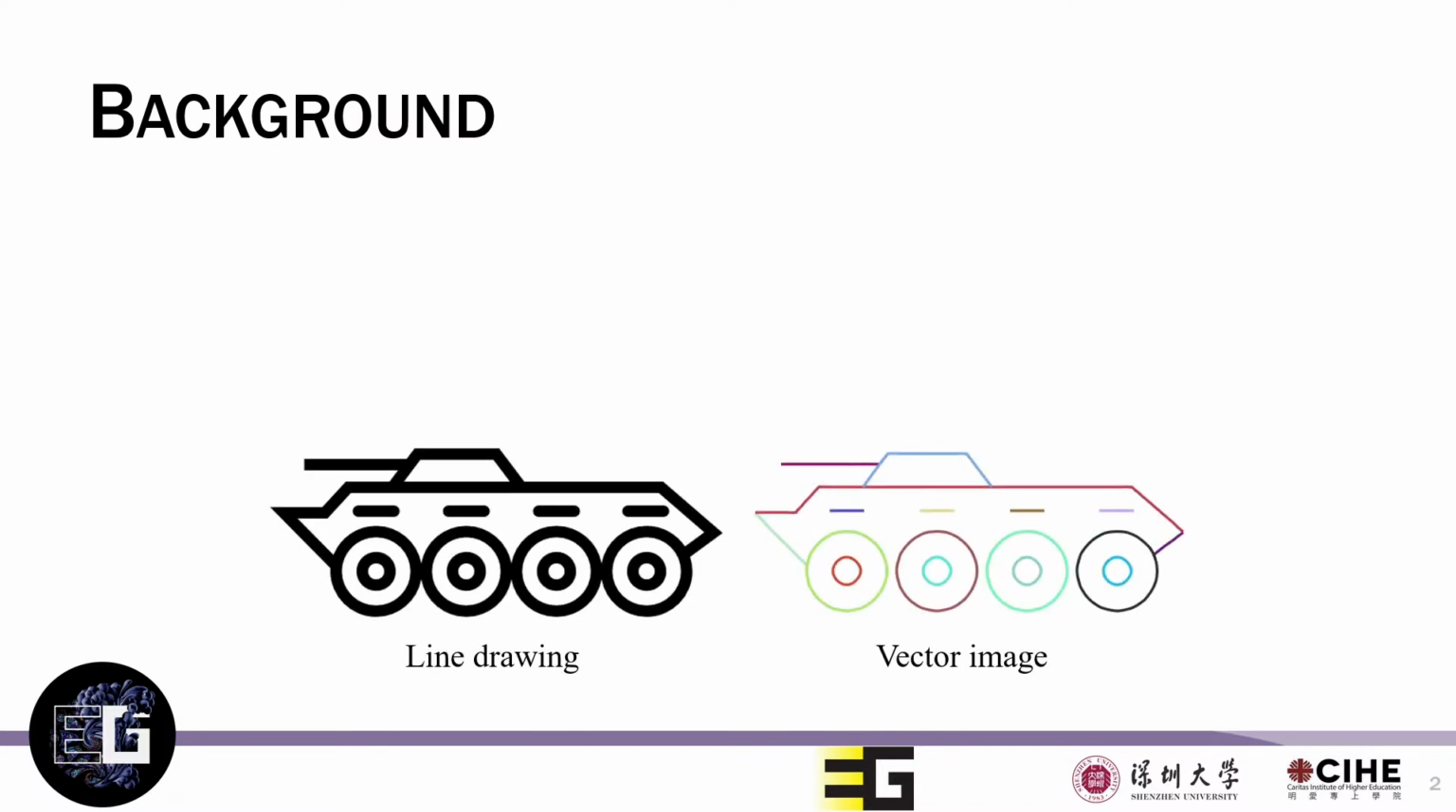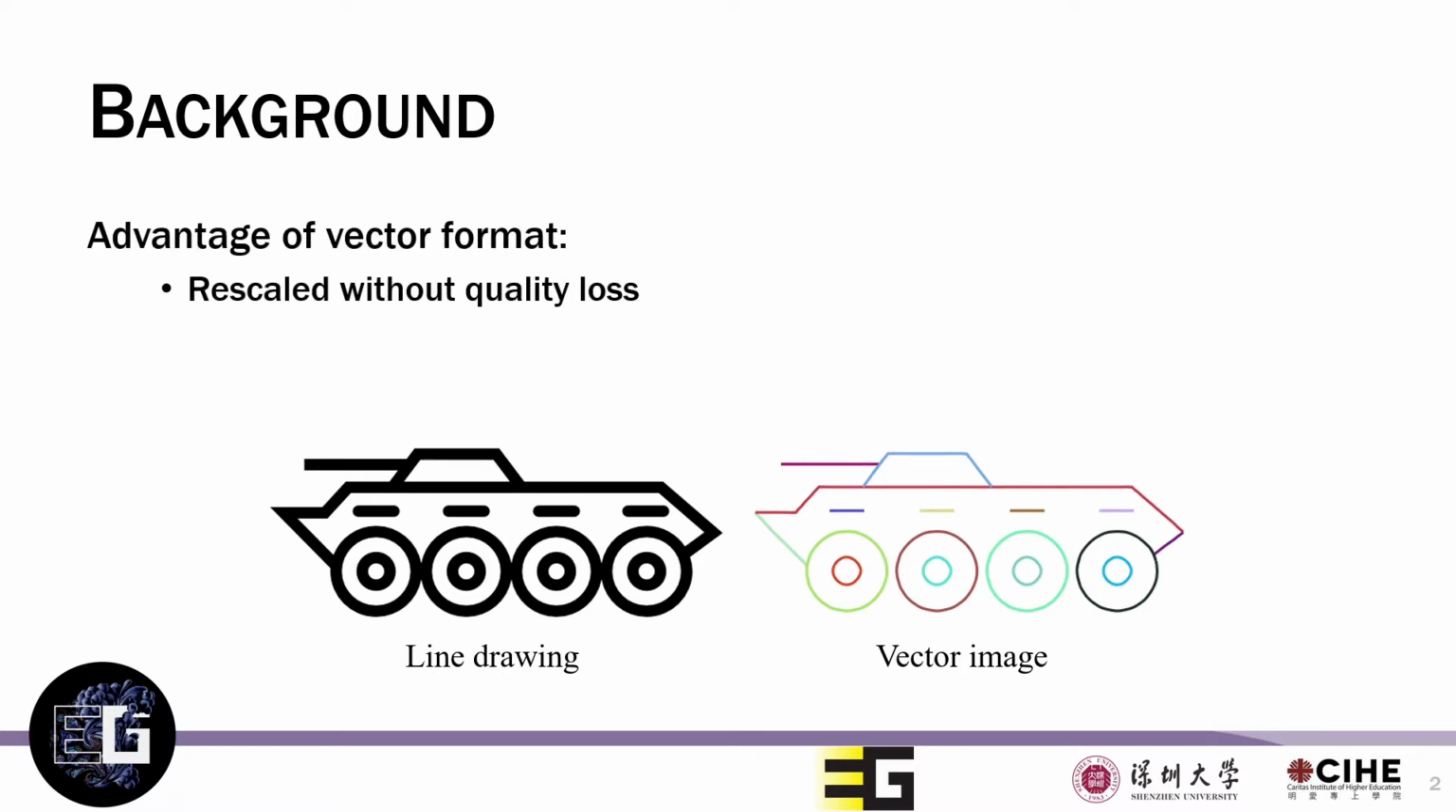Vectorization is a commonly used technique for converting raster images to a vector format so that the image can be rescaled without any quality loss. Compared to raster images, vector graphics are of relatively small file size, which is suitable to be used in various applications, such as web-compatible images and illustrations.